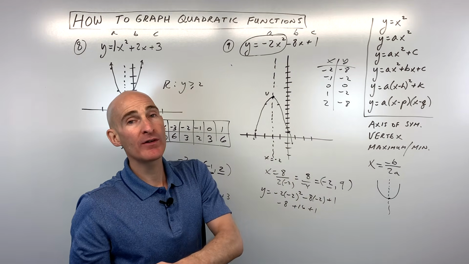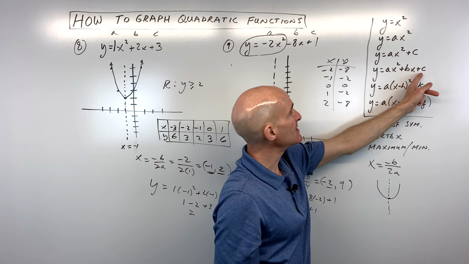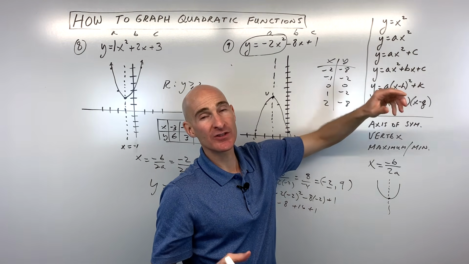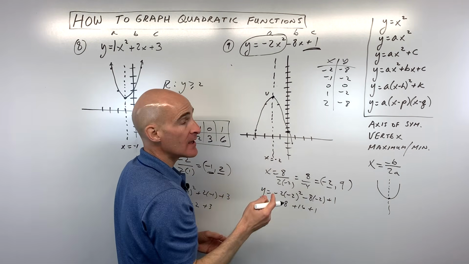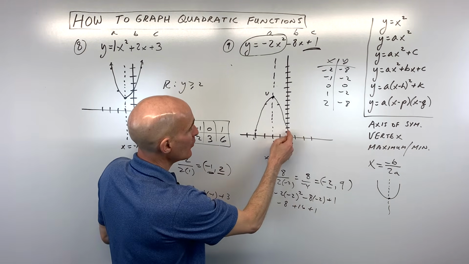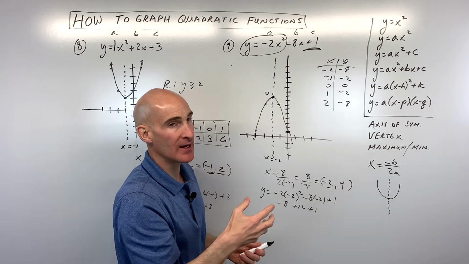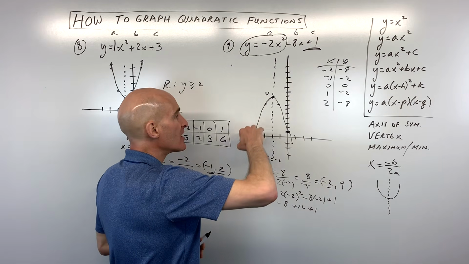Now, another key point that you want to pay attention to is when you're working with either this form or this form, see the c value? The c value is the y-intercept. It's where it crosses the y-axis. So see how this is 1? See how it's crossing right here at 1? So it's an easy point to locate, and then once you know that point, you can then reflect it over the line of symmetry to get another point. Usually you want to have 3 points, ideally 5 points, to get a nice smooth graph.